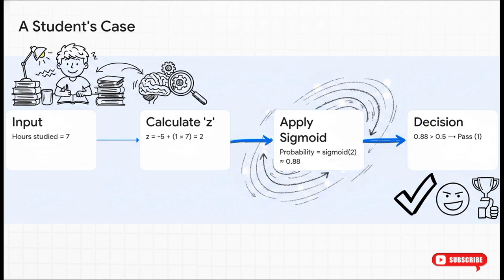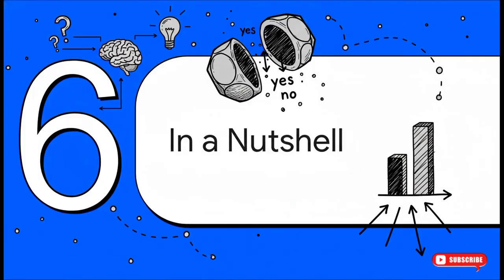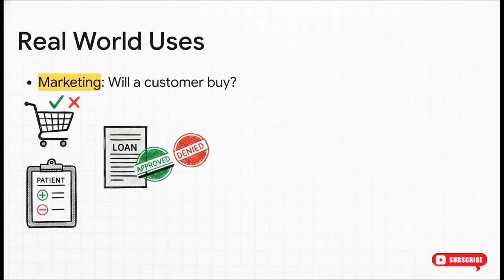Step 3, we pop that score of 2 into our magic sigmoid function, and out comes a probability of about 0.88, so an 88% chance. And finally, step 4, since 88% is way bigger than our 50% cutoff, the final decision is pass. See? Simple as that. And there you have it. That's pretty much logistic regression in a nutshell. It's this super clever, really powerful technique for answering some of the most common questions you'll find in the world of data. And trust me, this is used everywhere.